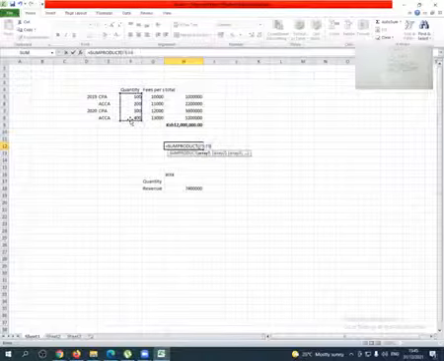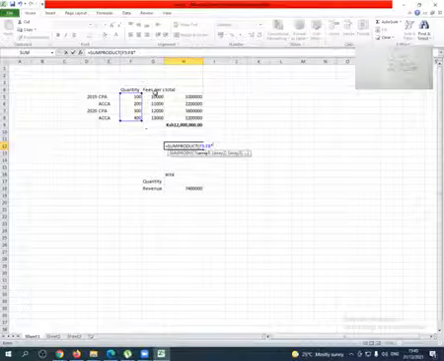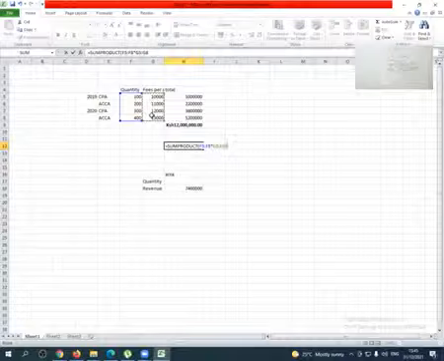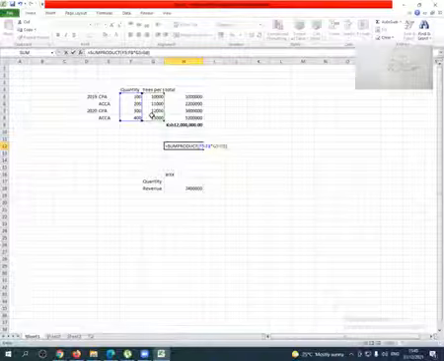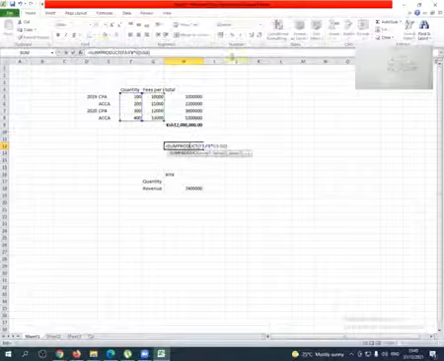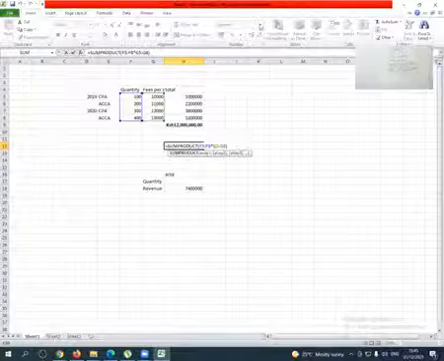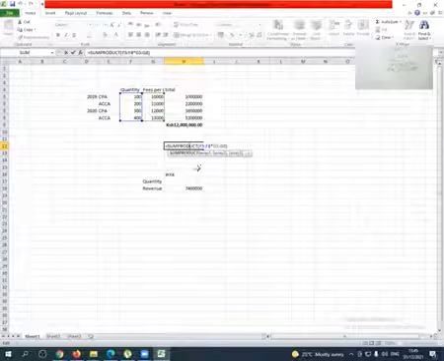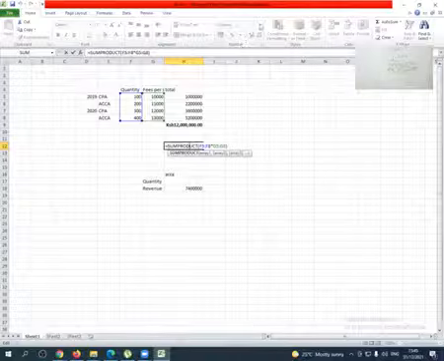I say times. Again, I'll come and pick this. And then I say close bracket. So I've been able to take the two arrays, multiply them, and then automatically this should be able to add for me. You can see the 12 million has come up here. This is the 12 million. So I hope you have been able to see what I did.